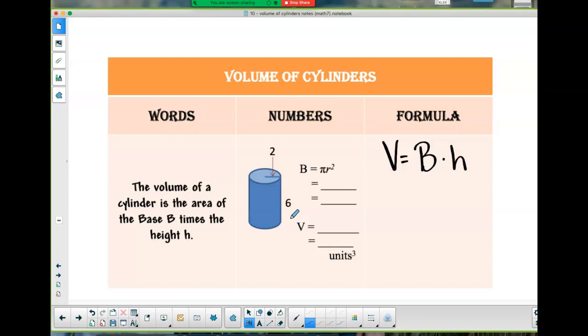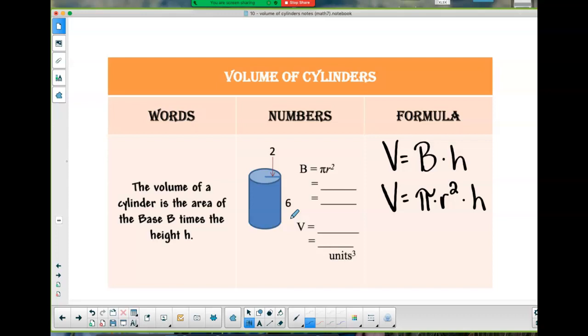So if I need to find the area of the base, what am I going to do? How do I find the area of a circle? Go ahead, Caleb. Pi times radius squared. Right. So volume equals pi times radius squared times height. Always. It's never going to change. It's always a circle times the height. So pi times radius squared times height. That is our formula that we're going to use over and over and over.